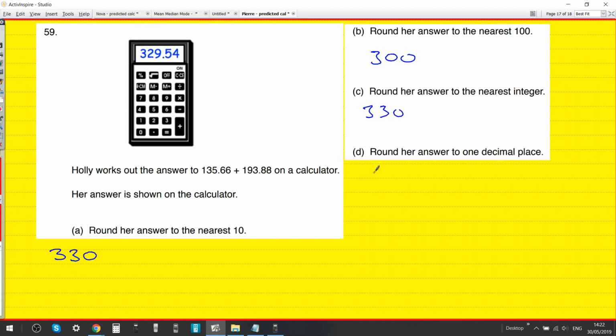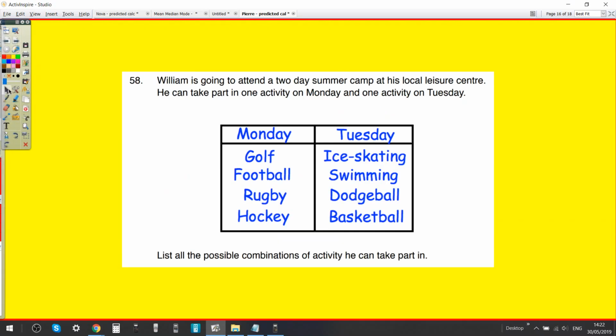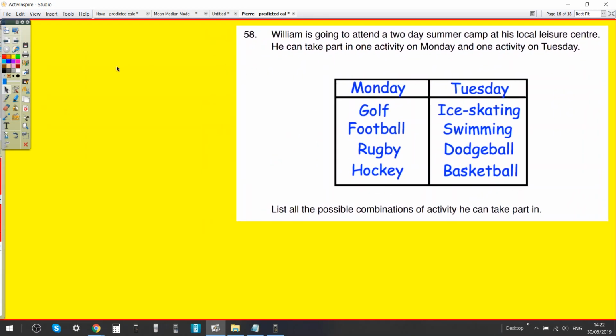One decimal place would be 329.5. Well done. That's it.